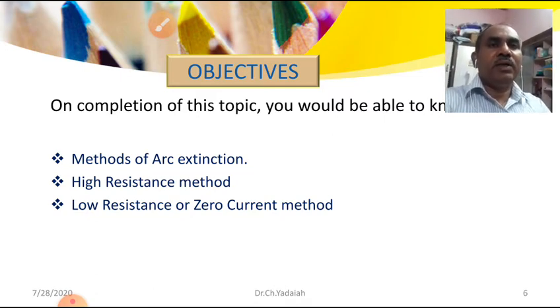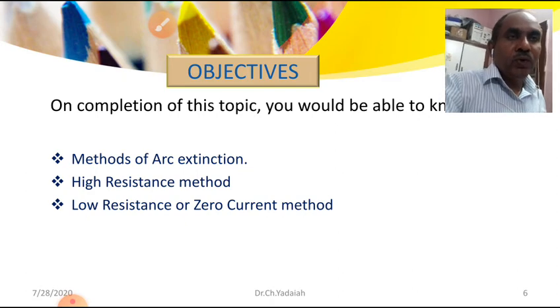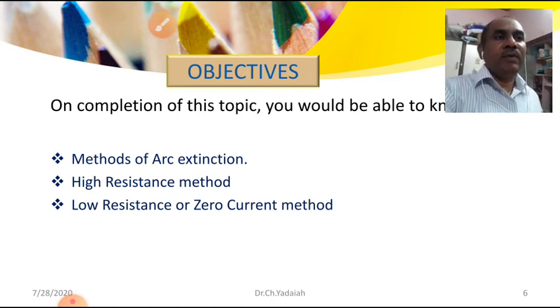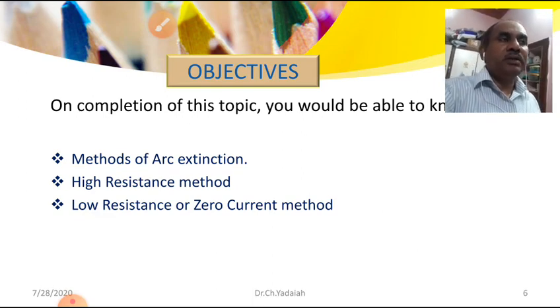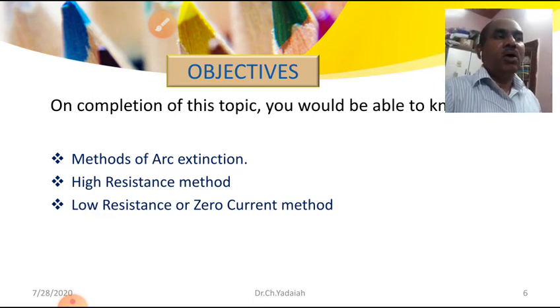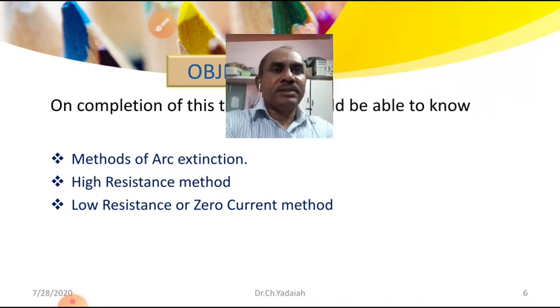Let us see what we mean by the high resistance method and the low resistance method. As electrical students, we should know that resistance always opposes the current. Once the current is passing through the ionized path, the arc may contain... The arc is nothing but a flexible conductor. We know that every conductor has its own resistance.